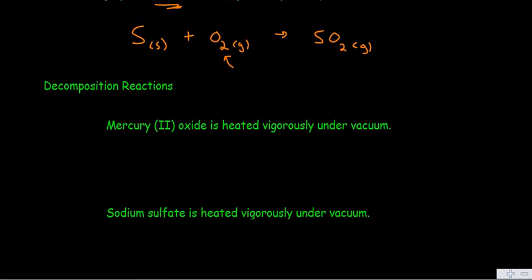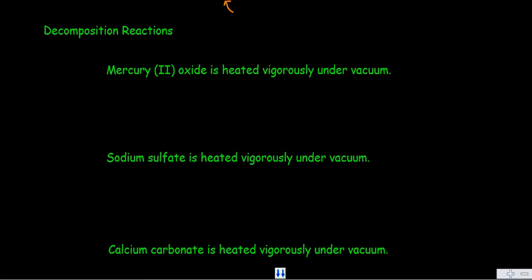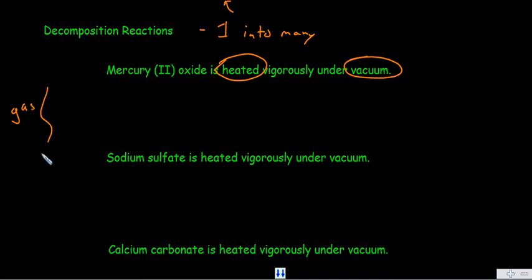Now, decomposition reactions involve taking one compound and turning it into many compounds, or at least 2. So when you decompose compounds, good key words are that they are either heated or it's done under vacuum. And very often, if you have decomposition reactions, you're going to get these gases. You're likely to get O2, CO2, H2O, NH3, or SO2, or sometimes SO3, depends.